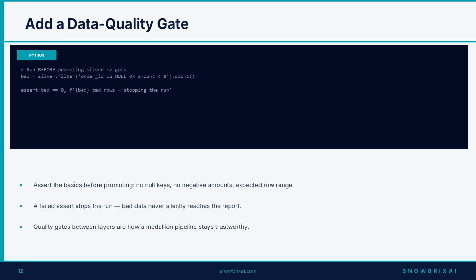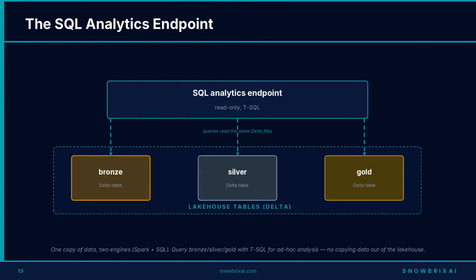Bad data never silently reaches the report. A failed assert is a feature, not a bug. It is cheaper to fail loudly here than to explain a wrong dashboard later. Guard the gold. Now, let us open the other door onto our tables.